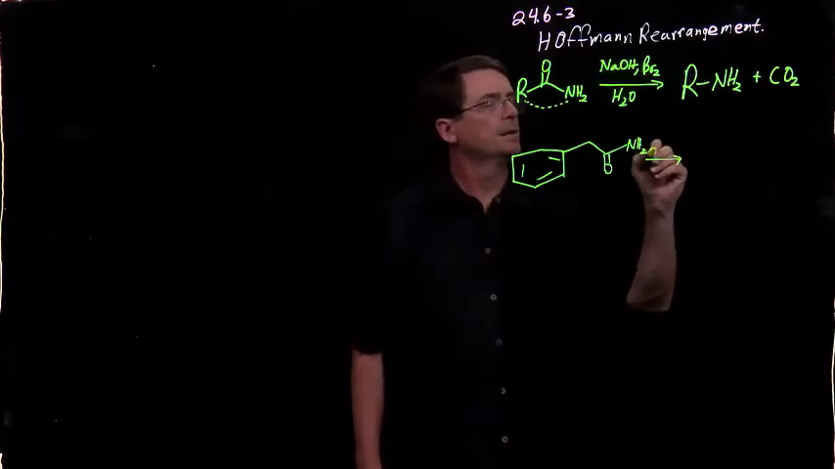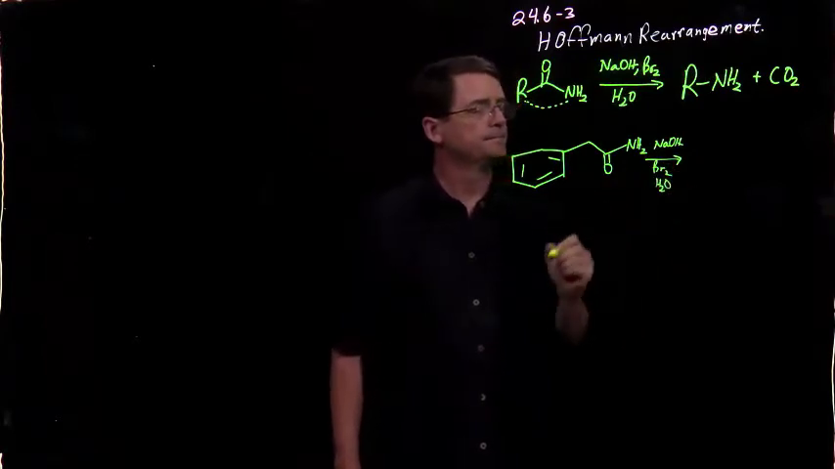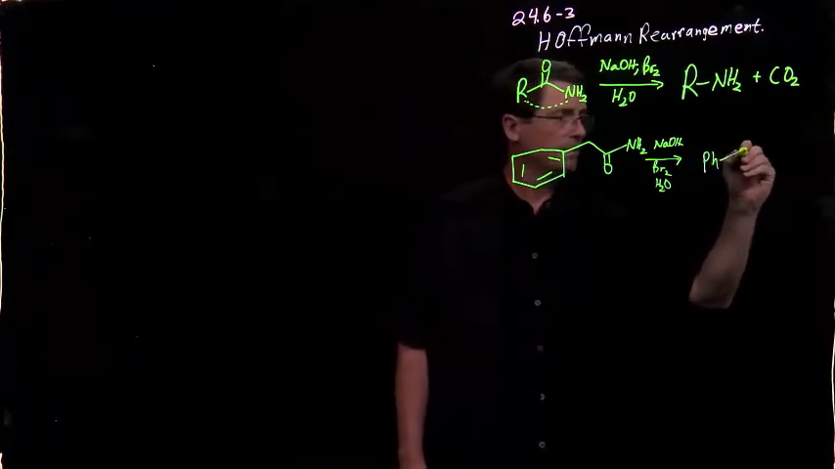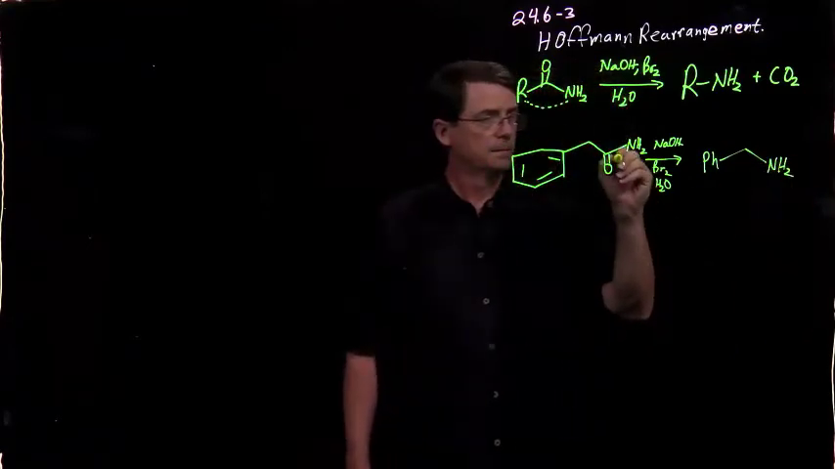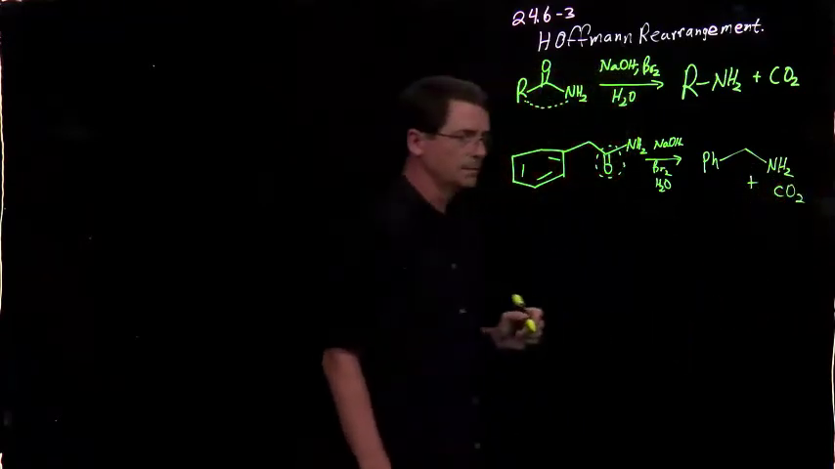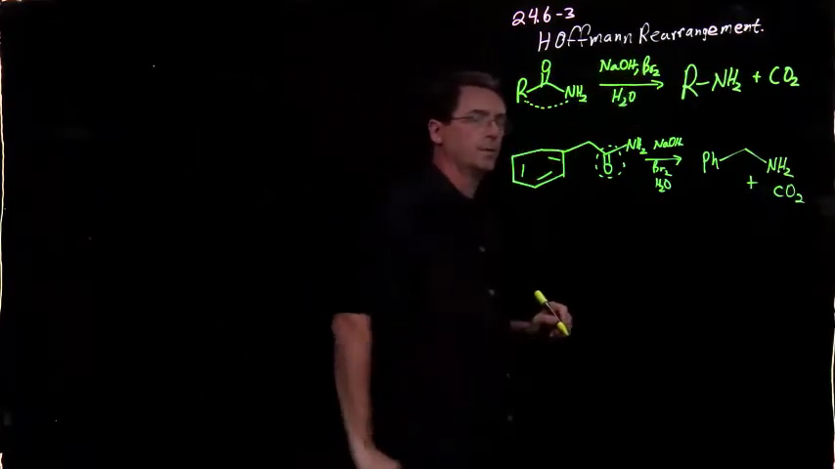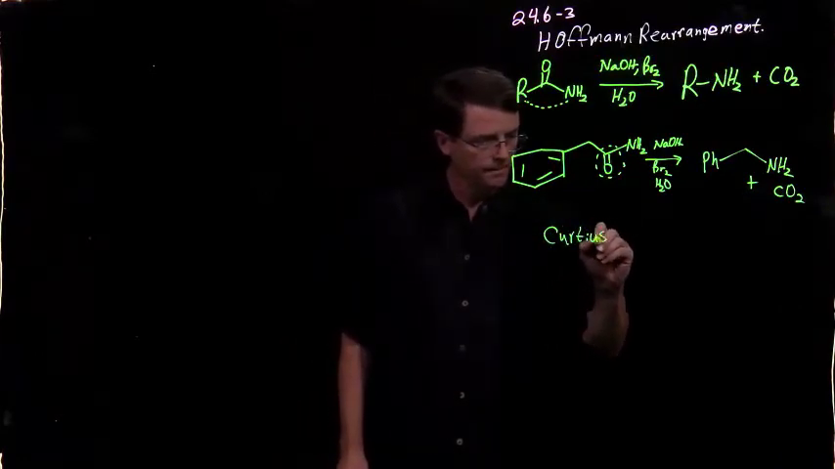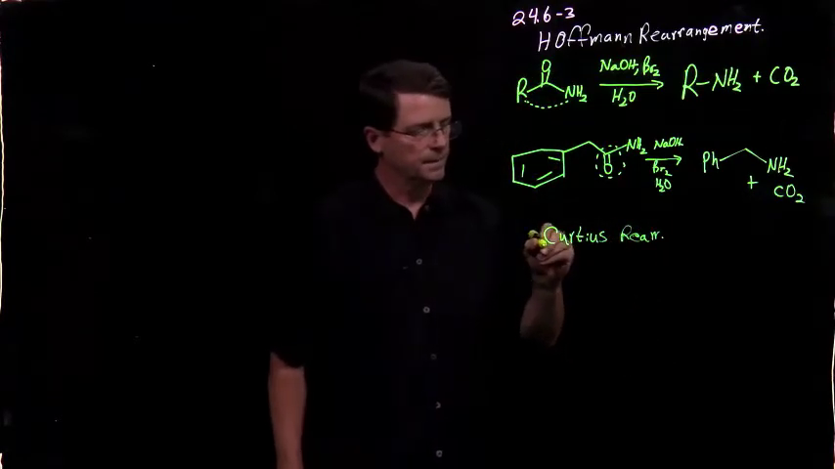If you treat that with sodium hydroxide, Br2 in water, then you end up with loss of one carbon as CO2. So that's the Hofmann rearrangement. So we take the amide, sodium hydroxide, bromine, and water. Then there's a related one, the Curtius rearrangement.